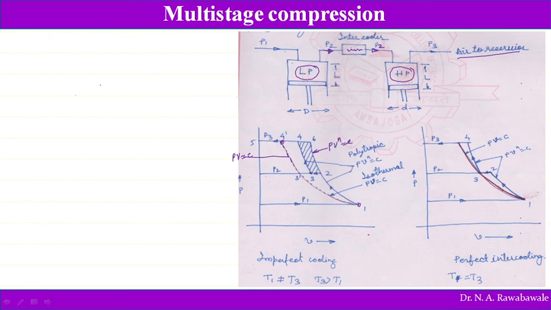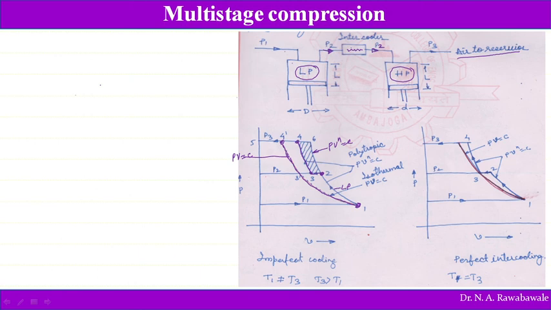So it is not possible for us to compress here by following this isothermal process. Now what happens here? Air is compressed from 1 to 2 in the LP cylinder, low pressure cylinder. When it reaches 2, the air is passed into the intercooler and the temperature of air is reduced. Then it is passed into the second cylinder, which we call the HP cylinder, and then the compressed air is taken out.